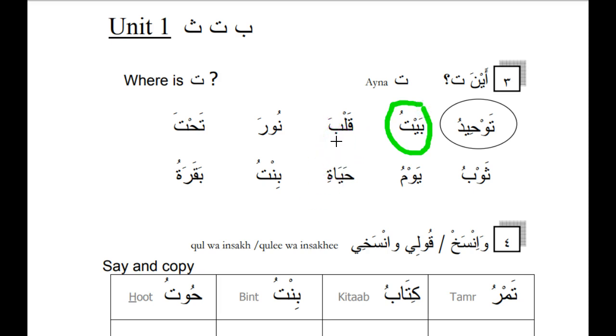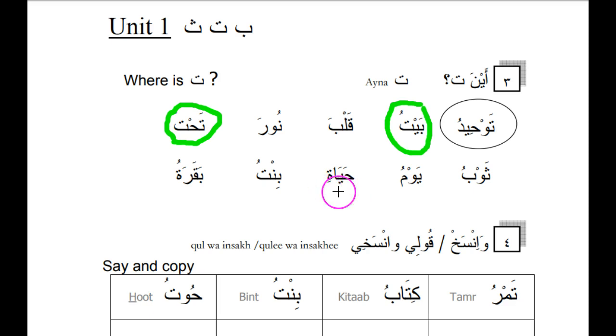Qalb. There is no ta. We see two dots on top, but the shape is different. It's not a ta. Nur. We see something similar to ta, but it only has one dot, so it's not ta. Tahta. Here we have two tas, at the beginning and at the end. The circle is really crappy, but it's okay. Then we have thawb. It looks like a ta, but it has three dots, so it's not ta. Yum. It has two dots, but under, so it's not ta.